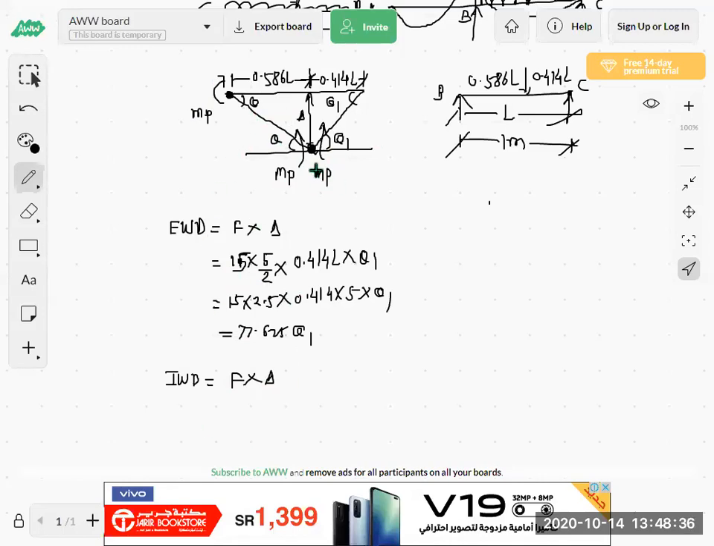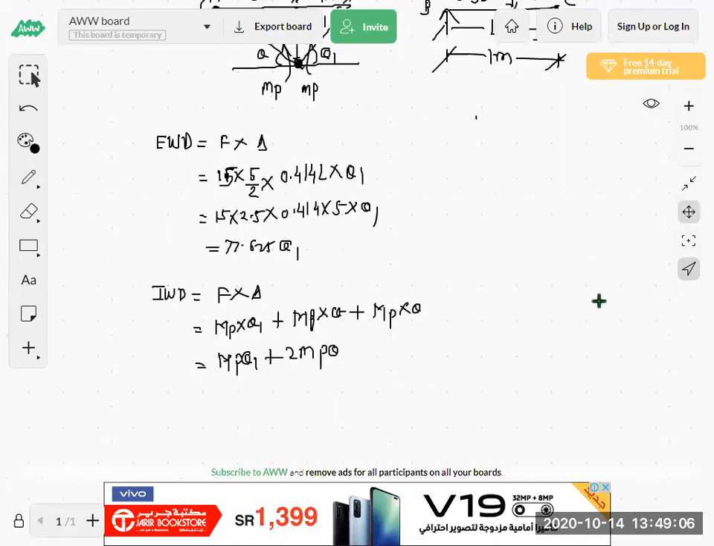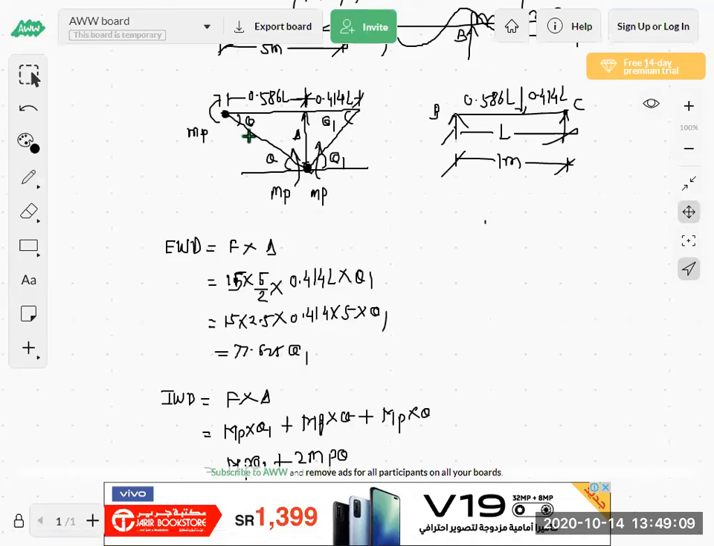So how many moments are there here? Here only 3 moments are there. Out of 3, 2 with rotation theta and 1 with rotation theta 1. So here MP into theta 1 plus MP into theta plus MP into theta. Correct? So here MP theta 1 plus 2 MP theta. See here, 3 MP are there, 2 of theta and 1 is of theta 1. Here MP will not be present. Ya tikani moment nahi hai.